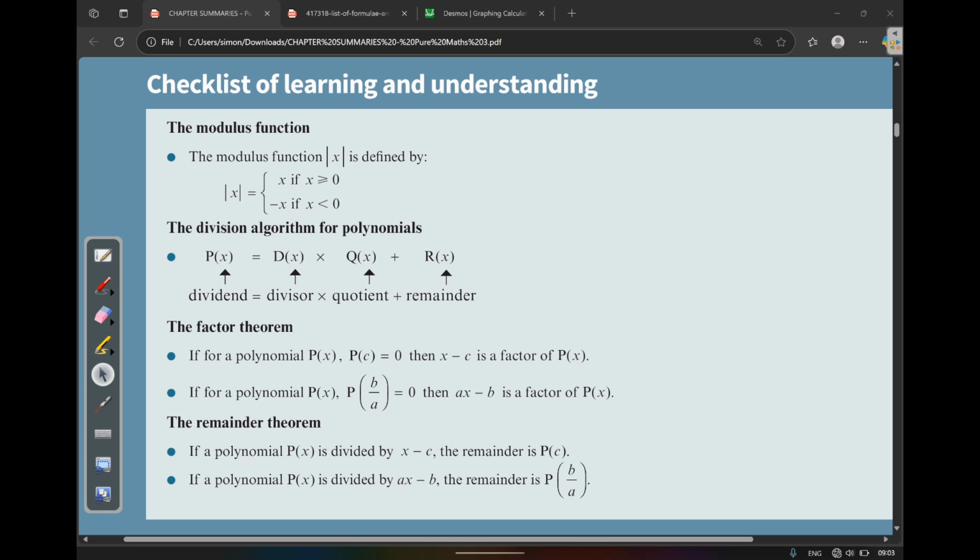This is what they are saying here, the factor theorem. If for a polynomial p of x we have p of c equal to 0, then x minus c is a factor. Remember, the divisor is going to be x minus c. When you equate this to 0, your x is equal to c. So it is the one we put in the polynomial and it gives us 0. If for the polynomial p of x we put p of b over a and we get 0, that means ax minus b is a factor. And also this other one, the remainder: if the polynomial p of x is divided by x minus c, the remainder is p of c. And for ax minus b, it is p of b over a.